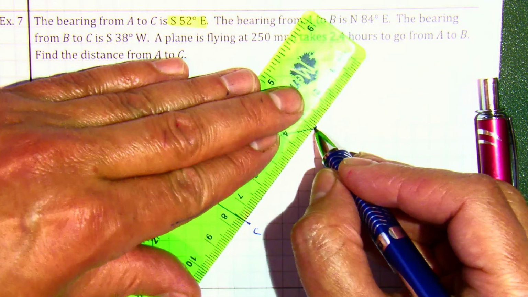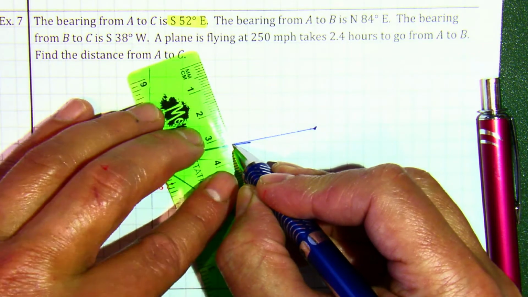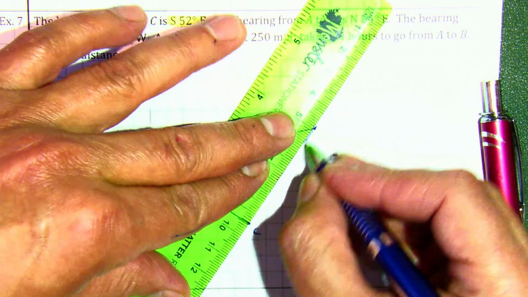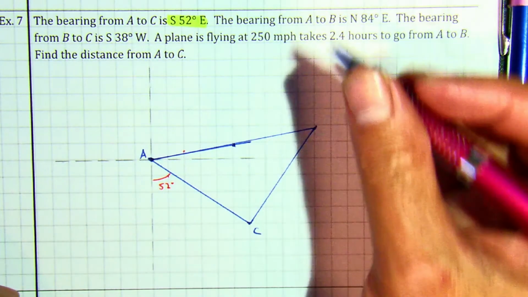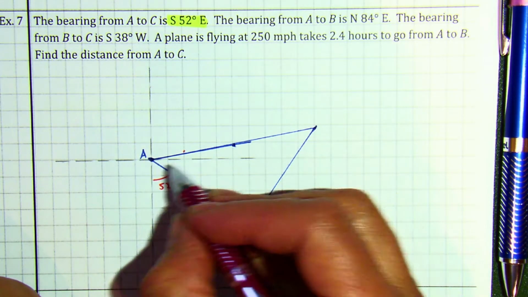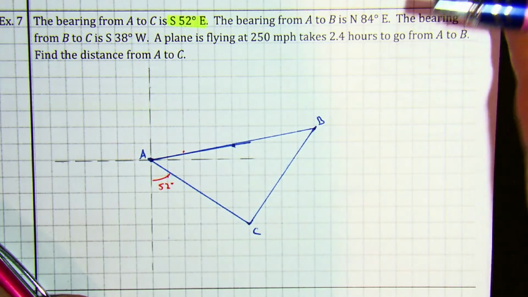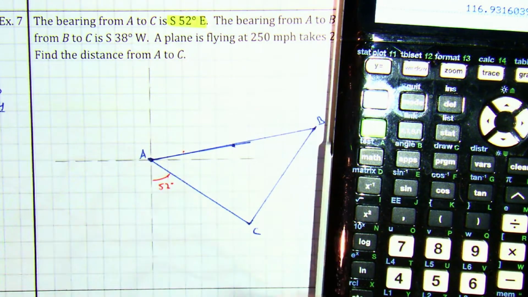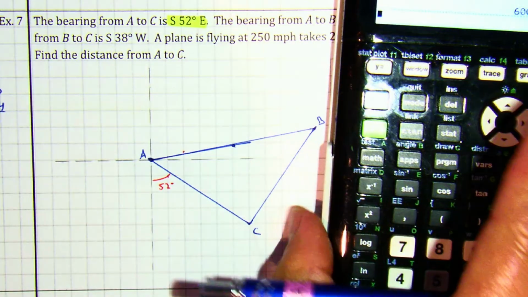And now I'm going to make my triangle. Or if you want to make it here, it's fine. And we'll be able to tell, from A to B, is 250 times 2.4. That's 600. This is 600.